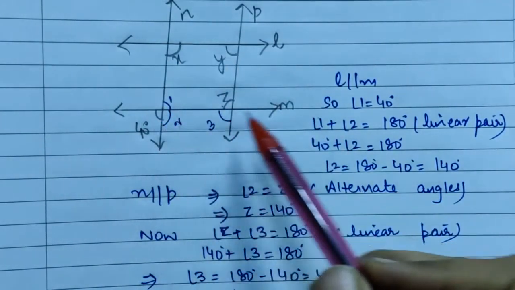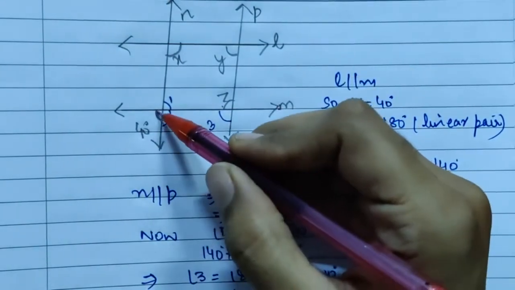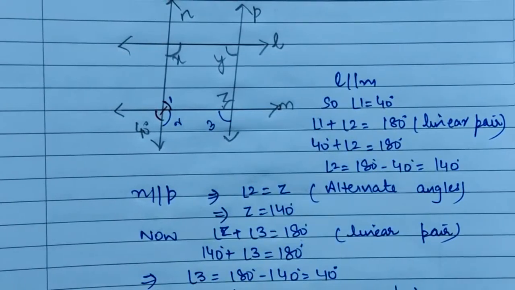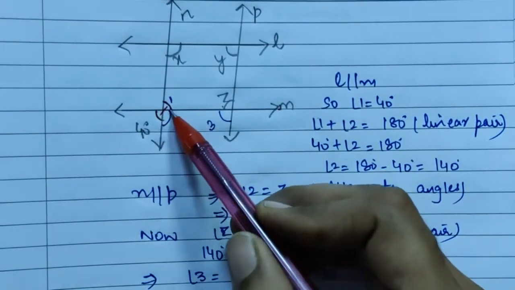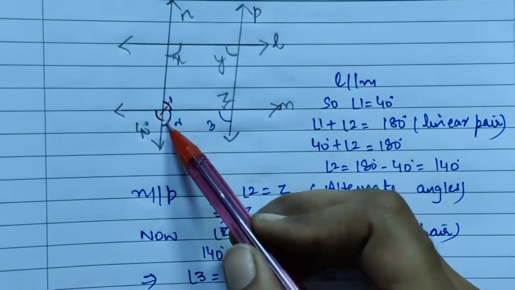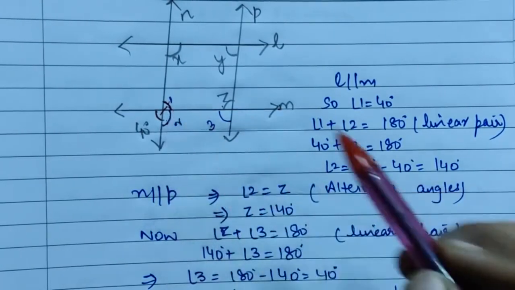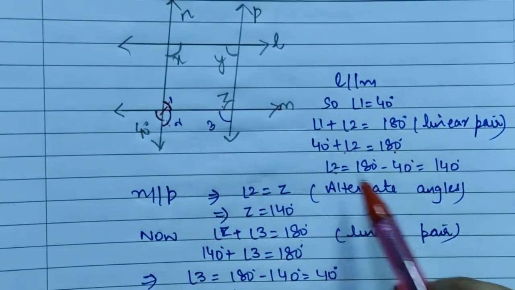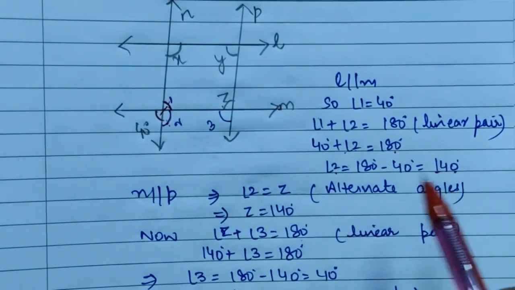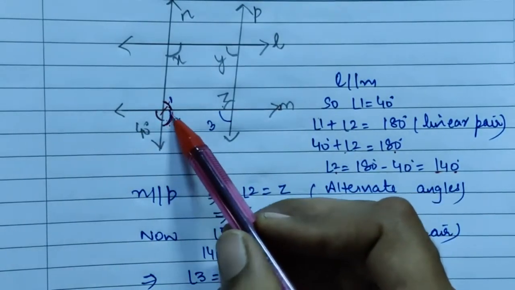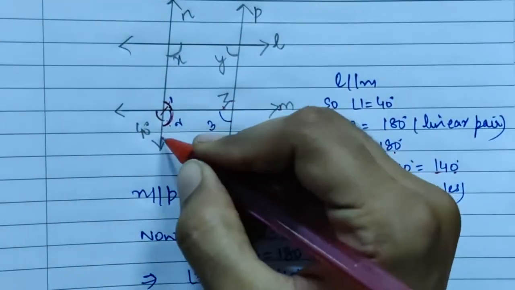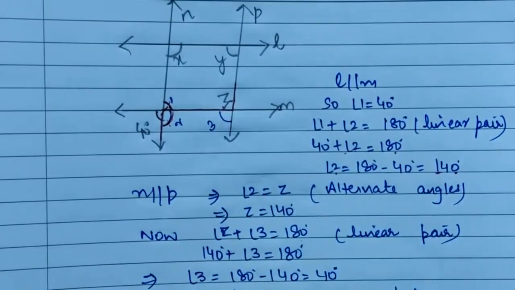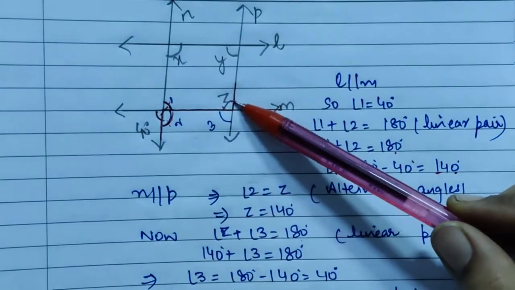See, L is parallel to M. This is 40 degrees, so angle 1 will also be 40 degrees, vertically opposite angles. Now angle 1 and angle 2, they are forming a linear pair. So this is 40 plus angle 2 is equal to 180 degrees. So angle 2 from here will be 140 degrees. Now angle 2 will be equal to Z. See here, Z is forming, so alternate angles will be equal. So Z will be 140 degrees.